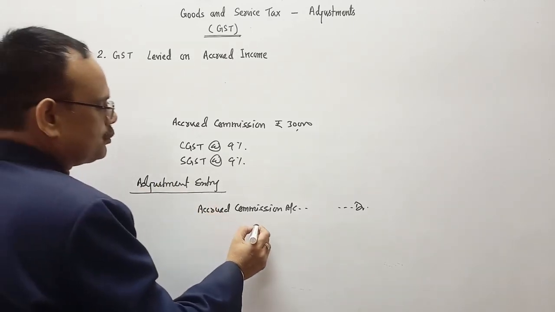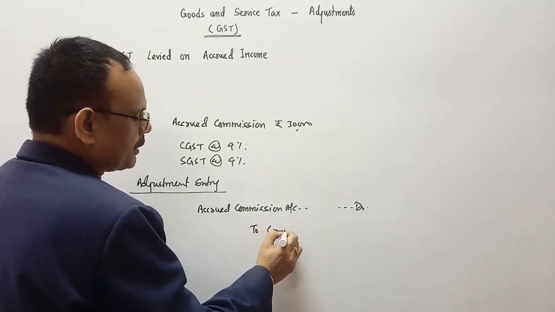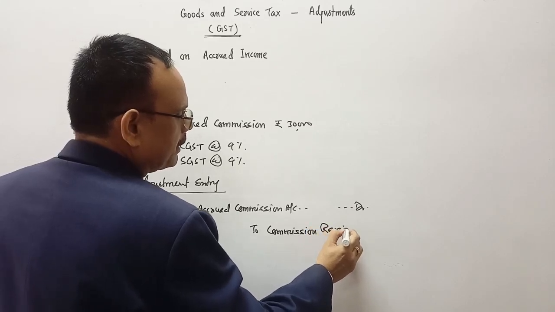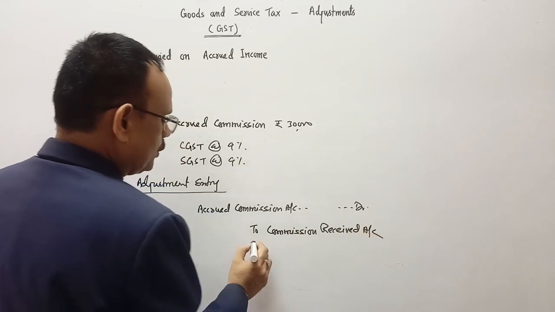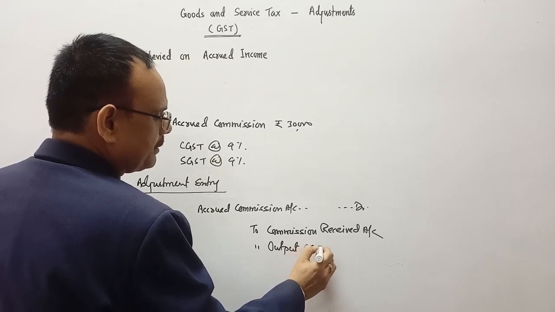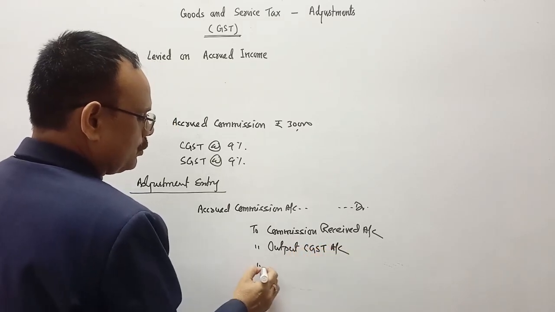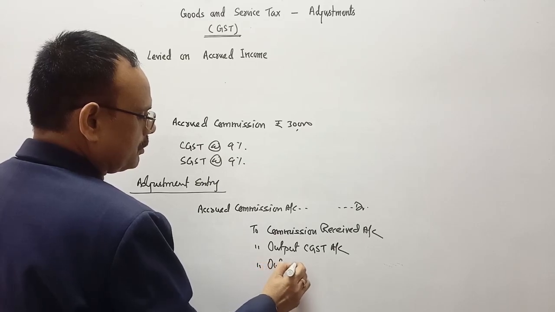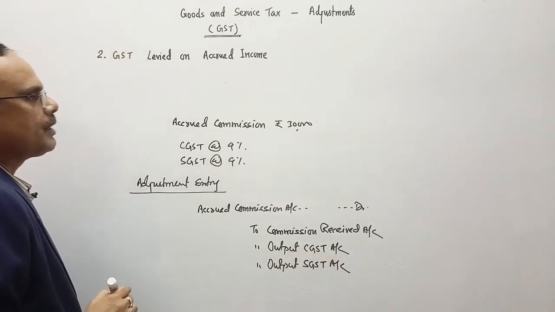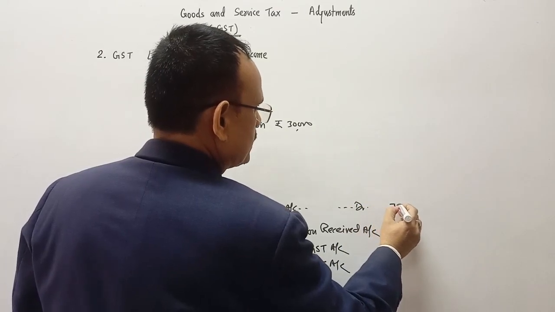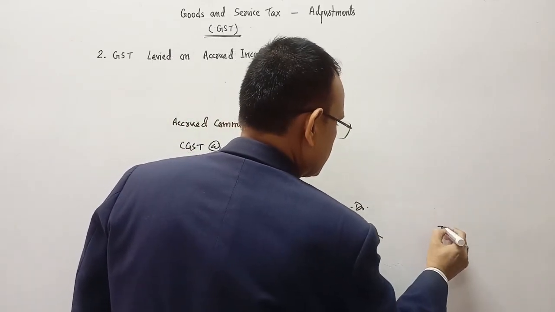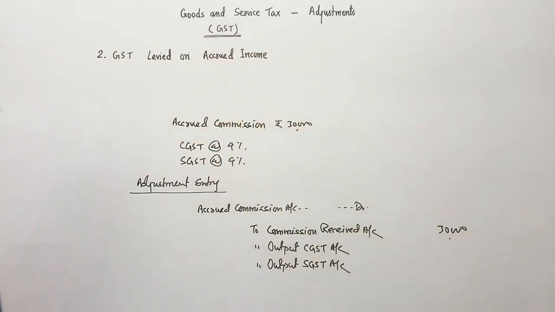Okay, to commission received account, to output CGST, to output SGST account will be credited. So the accrued commission is 30,000.